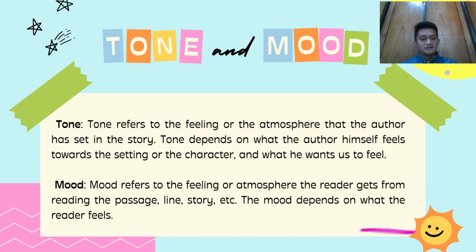Mood, on the other hand, refers to the feeling or atmosphere the reader gets from reading the passage, line, story, etc. While many confuse tone and mood as those words are quite interchangeable, mood is all about the reader's feelings and emotions from a text. Mood functions by helping bring the story to life and is utilized through things like setting, imagery, diction, genre, and plot. Also, the text's tone.